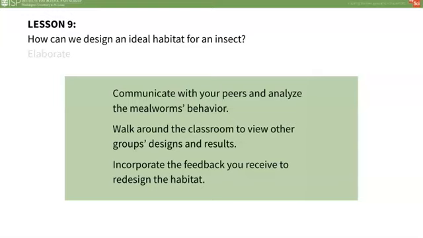By this point, students should have also received feedback from the other groups. Tell the students that they should incorporate this feedback as well as the evidence from their own observations in order to redesign the habitat and make any necessary changes to improve their design. Give the students time to redesign their habitat in order to create the best living space for their mealworms.